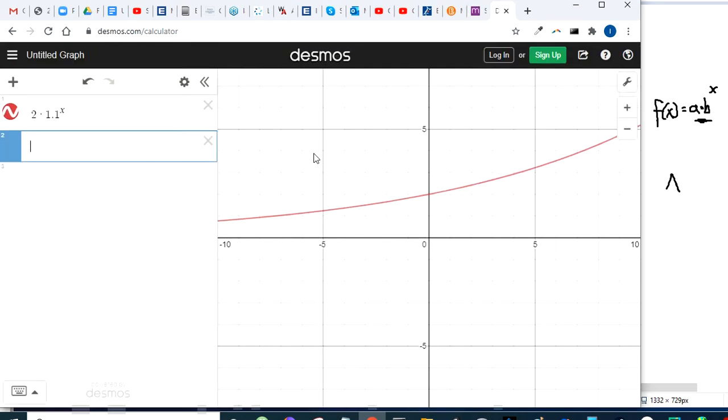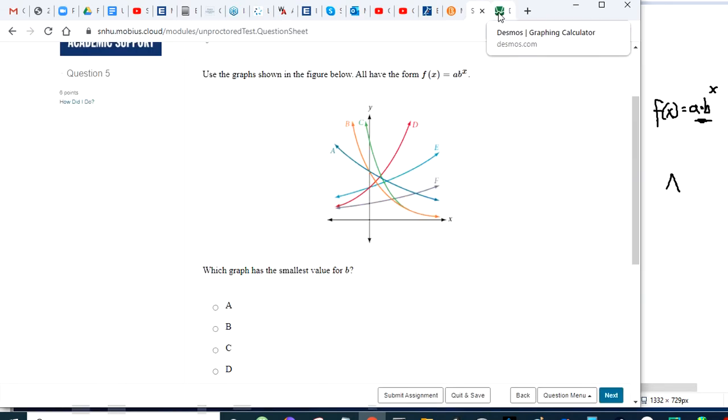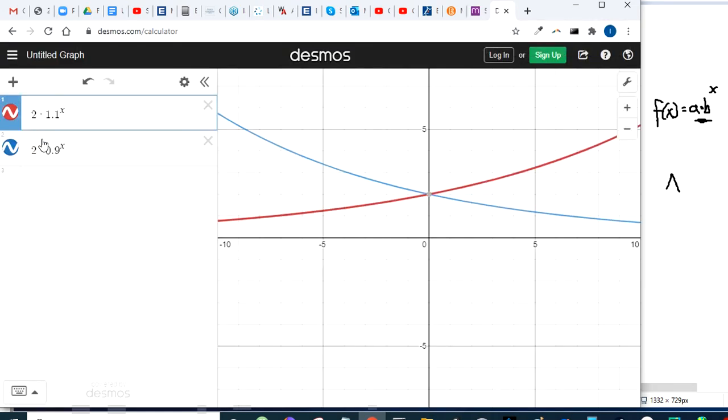We saw that was when you had something between 0 and 1. So maybe flatten it out a little bit, and you can get it closer. And then you've got to make your decision, okay? The question is which gives us the smallest value for b. And notice I'm using the same a every time.